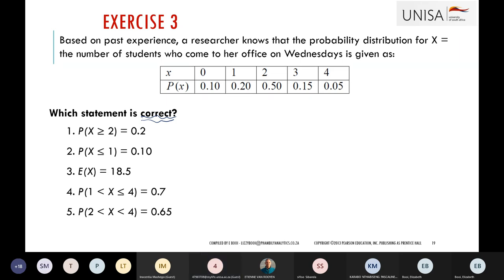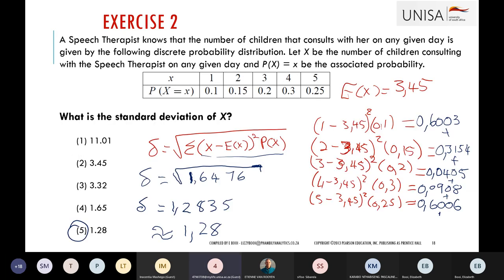Lizzie? Yes? Can you go back a little to exercise number 2? Please. Okay, I think I've captured this under number 4, 0.2 instead of 0.3. Okay, no, sorted now. Thanks a lot.